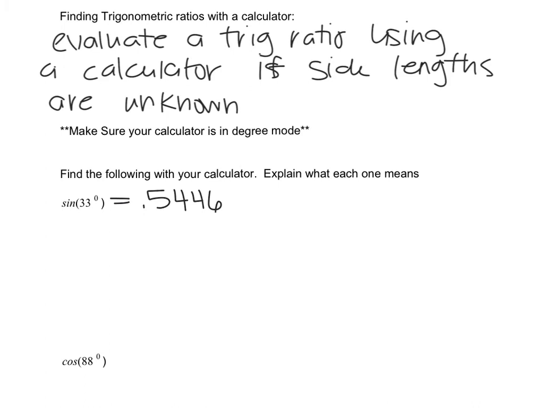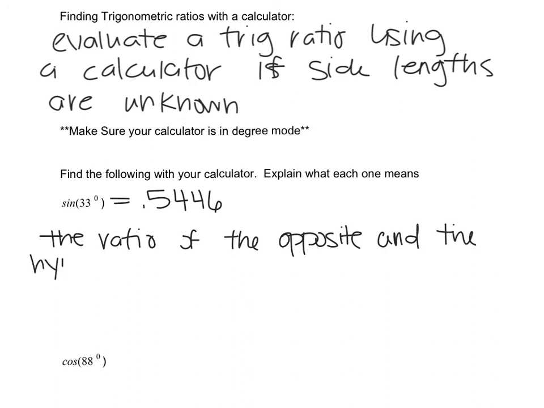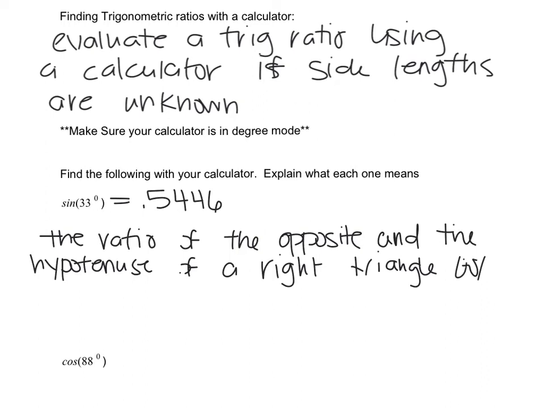Well, remember, sine is the ratio of the opposite side and the hypotenuse. So this tells us that the ratio of the opposite side and the hypotenuse of a right triangle with a 33-degree angle is 0.5446. I don't need to know what the opposite side and the hypotenuse are. I just know that when I divide those two numbers, I'm going to get 0.5446. And this is specifically for a 33-degree angle, and of course, we are talking about right triangles as well.